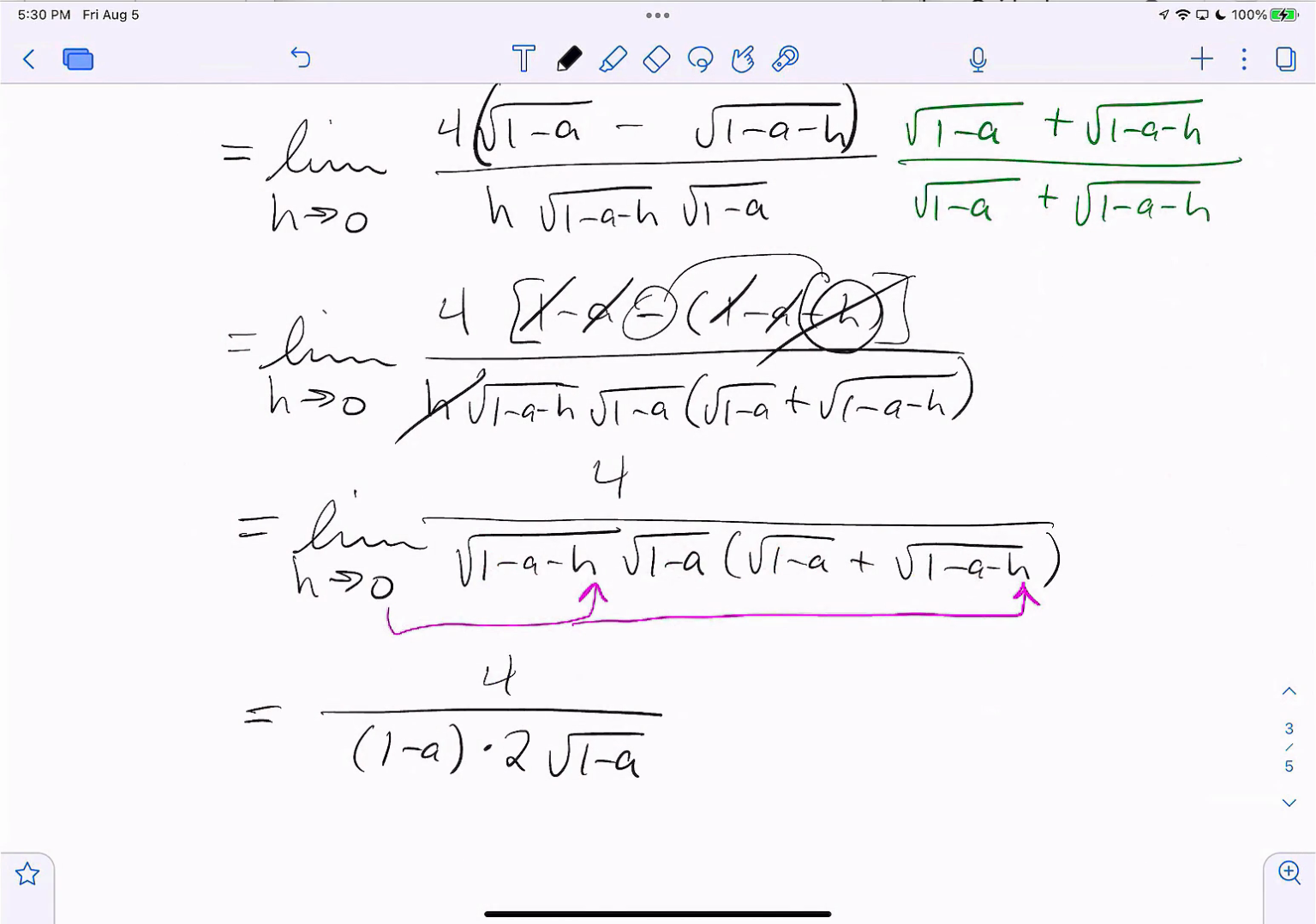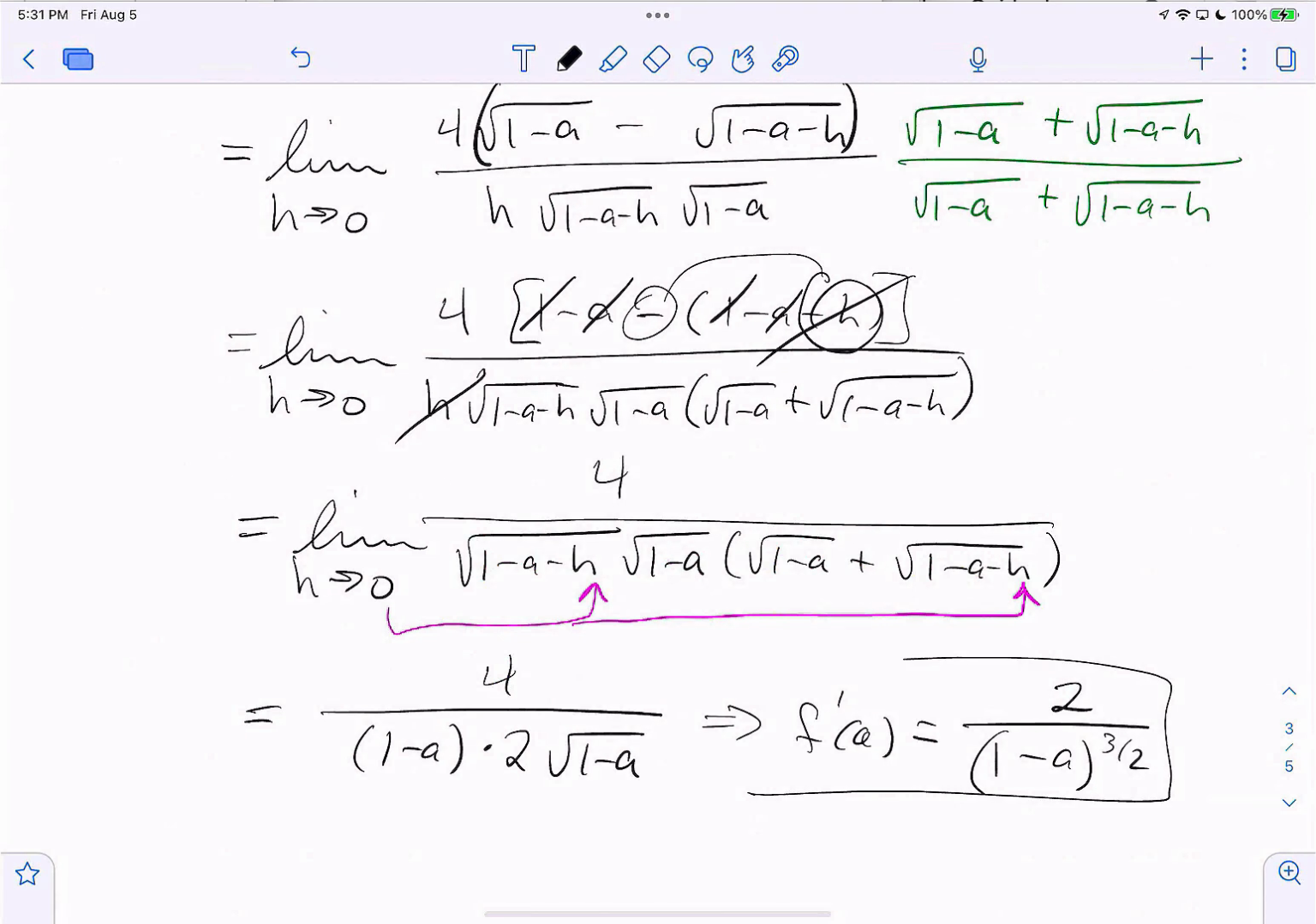This whole thing simplifies, so I'll just say f prime of a is equal to, the 2's divide out, and in the denominator I have 1 minus a to the 3 halves power. That is our derivative.